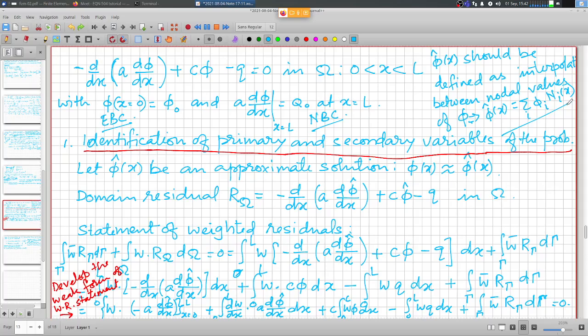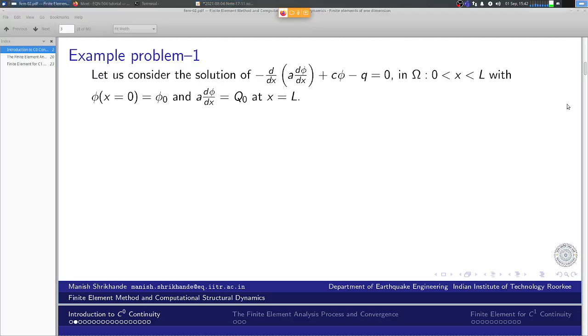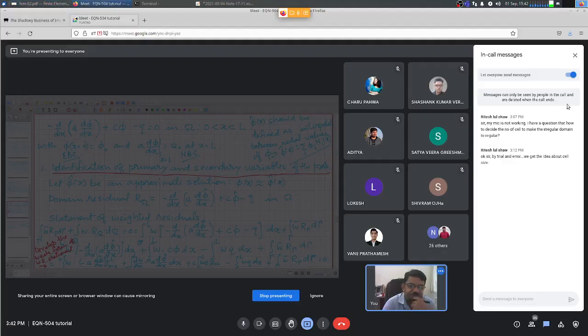Any questions with regard to whatever we have discussed so far? Sir, can you please tell how to identify the primary variable once again? Okay. So can you see the, are you clear about how do we develop the weak form of the weighted residual statement?